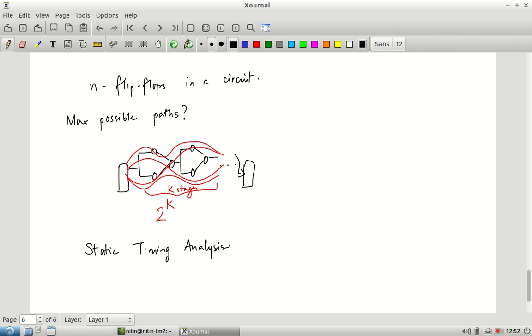Okay? Now, one last piece of information. So this is essentially the problem of static timing analysis. For small circuits, you now know how to do it by hand. For large circuits, you cannot do that business of enumerating all possible paths, but there are good algorithms that are known to do it. Okay?